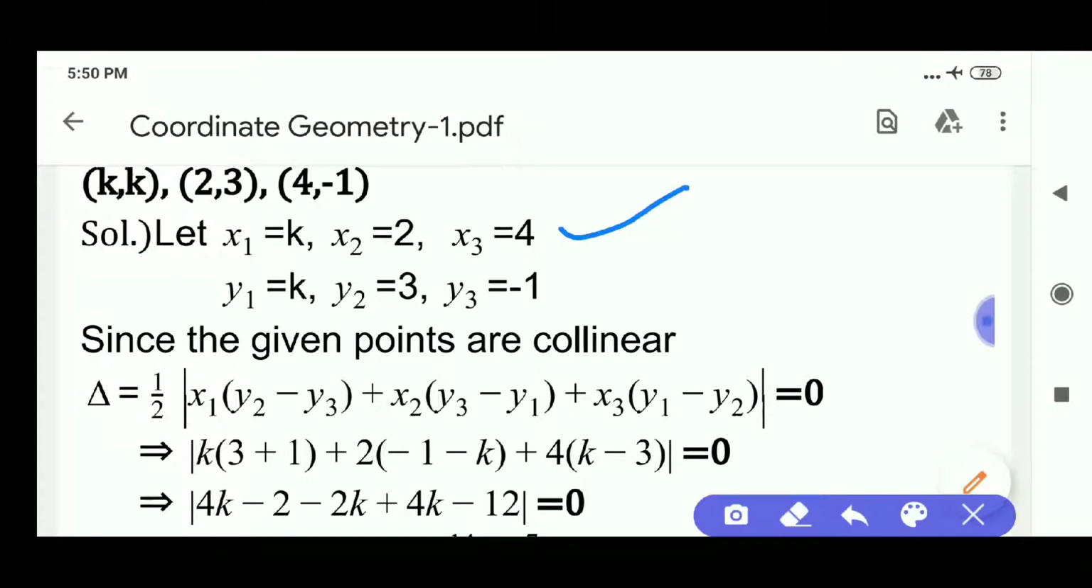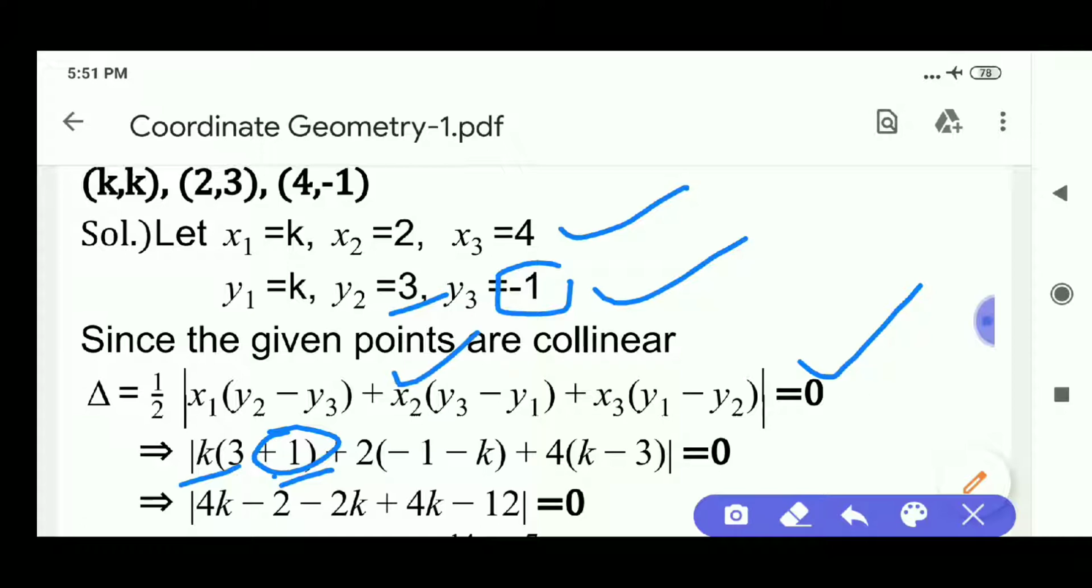X values are here, y values are here, and the formula is here. In place of x1, write k. In place of y2, write 3. In place of y3, it is minus 1. Minus minus 1 becomes plus 1. In place of x2, write 2. In place of y3, write minus 1.